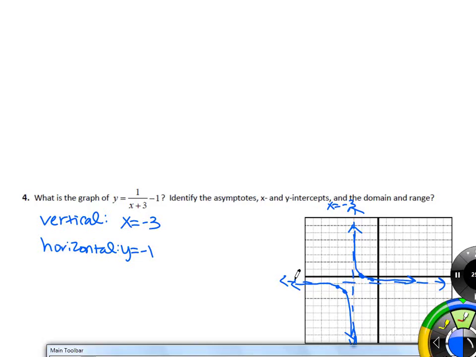Here are the asymptotes. Okay, x and y-intercepts. To find an x-intercept, what do you do? In any function, if you want to find an x-intercept, what do you need to do? Plug in 0 for y. So if we do that in this case, we get this equation, and I'm trying to solve for x. So the first thing I'm going to do is add 1 to the other side.